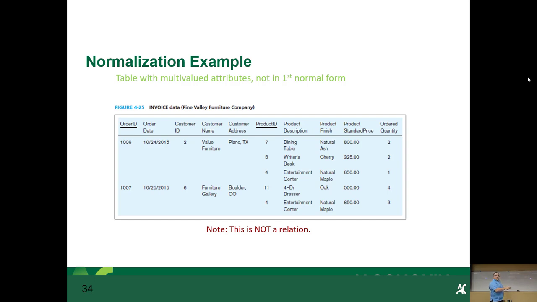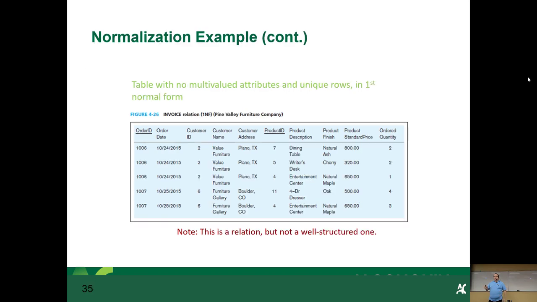So for order 1006, we have three products in it. Because we have these empty blocks, it's not a proper relation because we cannot retrieve each of those rows independently. So to make it quick and easy to understand, you just fill out the entire block. In other words, we just took the top, copied it down, and brought it across, and now we have this.